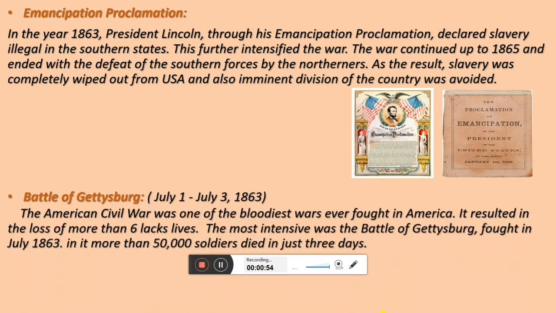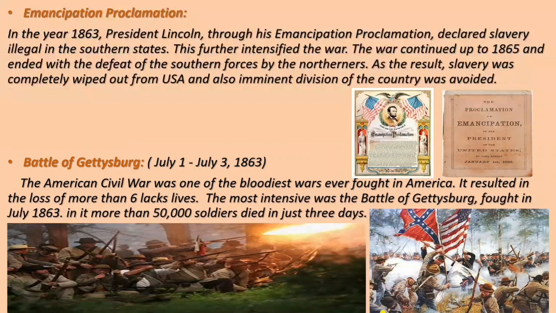Now the next point is the Battle of Gettysburg. The Battle of Gettysburg was fought from 1st July to 3rd July 1863 in and around the town of Gettysburg, and it was described as the turning point of the Civil War. During these 3 days, more than 50,000 soldiers died. So it is also considered the most intensive battle.